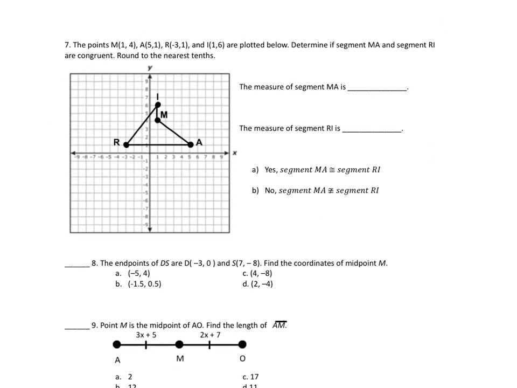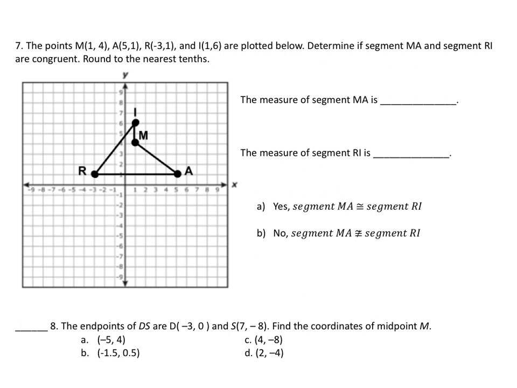For question 7, you're going to do part of this one on your own, but I'm going to do part of it with you. It says the points M, A, R, and I are plotted below. Look, I plotted them for you. Sometimes that's the stuff that gets to be the hardest. Determine if segment MA and segment RI are congruent.